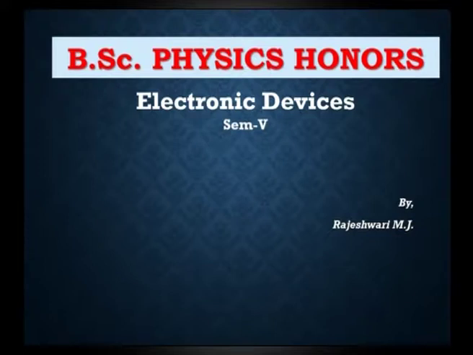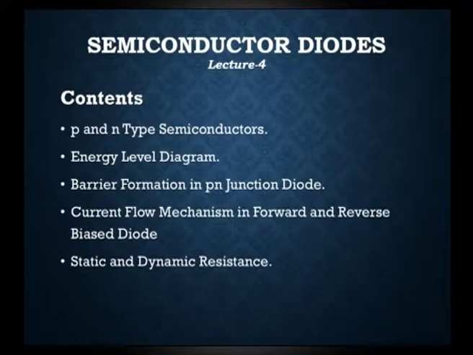Welcome to the UGC lecture series of B.Sc Physics Honours. Today we are dealing with the subject electronic devices. In this session we are going to concentrate on semiconductor diodes. The topics that we are going to discuss today are P and N type semiconductors, energy level diagram, barrier formation in PN junction diode, current flow mechanism in forward and reverse bias diode, static and dynamic resistance.